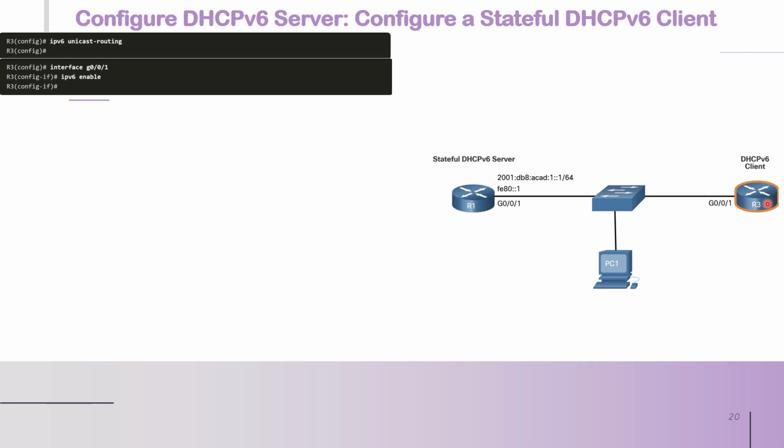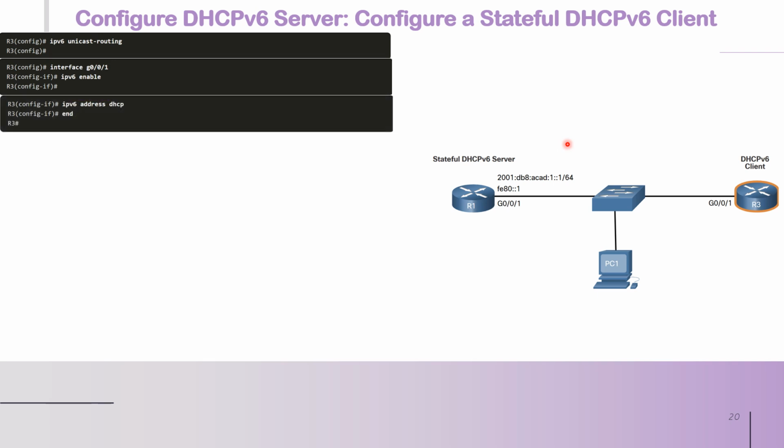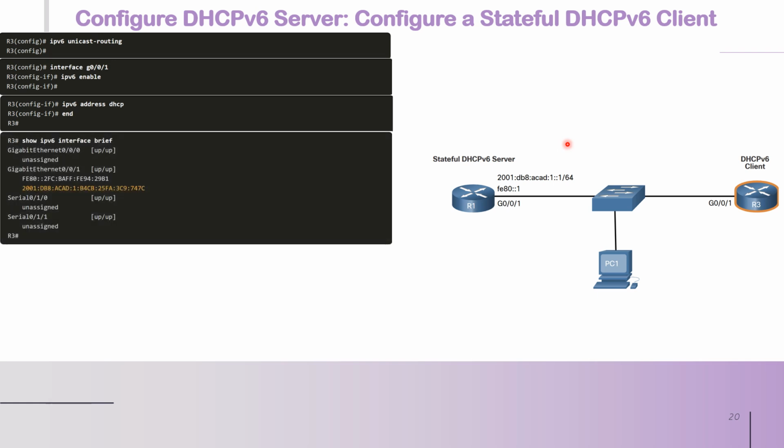Then we will configure the client to use the DHCP version 6 server, and this is done by using the IPv6 address dhcp command. And the fourth step is to verify the client router is assigned a global unicast address. To do this, by using the show IPv6 interface brief command, we have the information about the interface that is connected with the server.